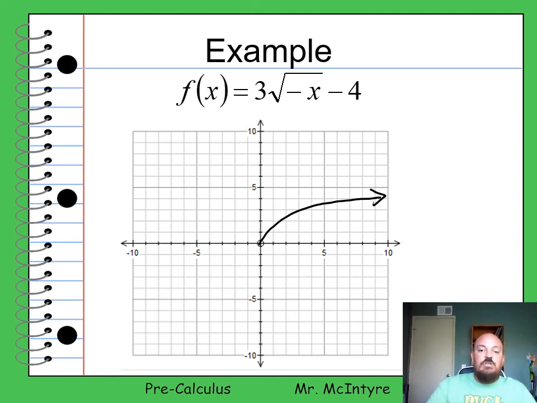Now for step 2, I'm going to focus on this negative here, and I'm going to say negative x is a reflection, but it's horizontal. So basically it's going to take that and it's going to flip it to the side here, like that.